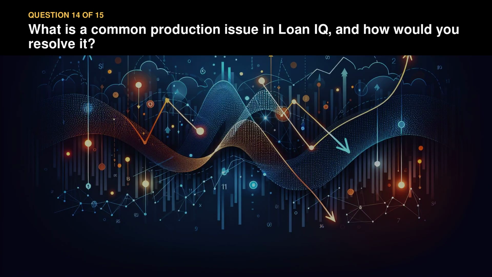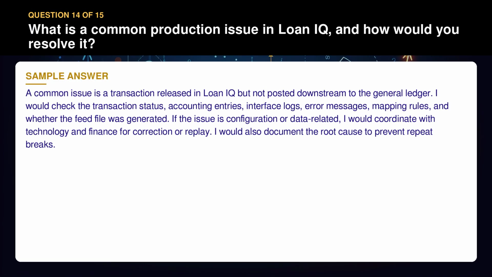Question 14. What is a common production issue in Loan IQ, and how would you resolve it? A common issue is a transaction released in Loan IQ but not posted downstream to the general ledger. I would check the transaction status, accounting entries, interface logs, error messages, mapping rules, and whether the feed file was generated. If the issue is configuration or data related, I would coordinate with technology and finance for correction or replay. I would also document the root cause to prevent repeat breaks.